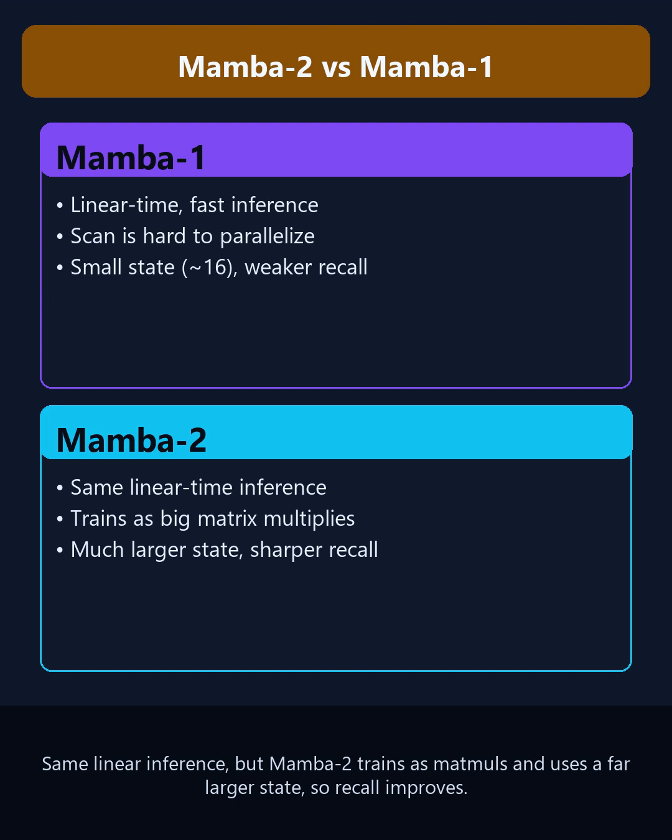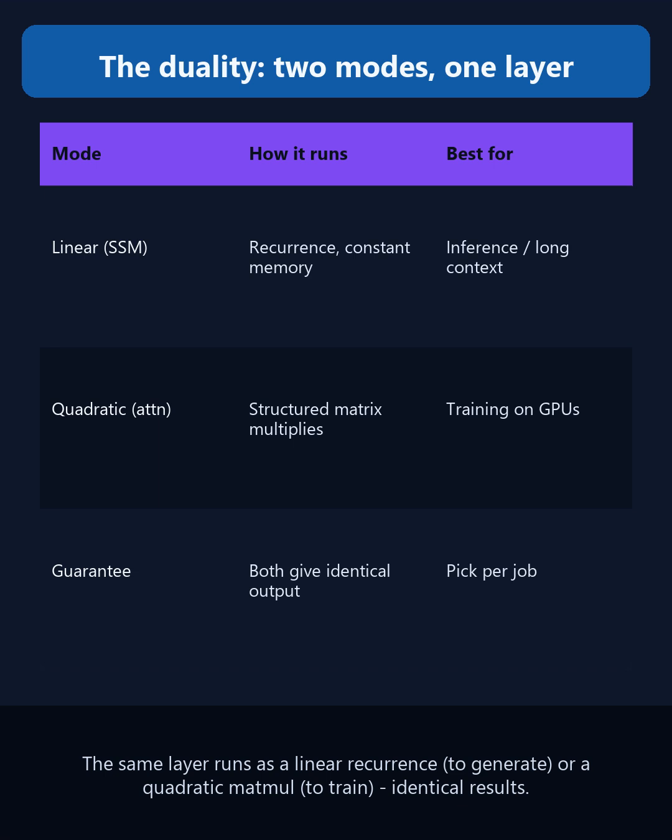How does Mamba-2 compare to Mamba-1? Same linear-time inference and constant memory, but the training story flips. Mamba-1's scan was hard to parallelize. Mamba-2's duality lets training run as big matrix multiplies that saturate the GPU. That also lets Mamba-2 use a far larger internal state, which sharply improves recall on hard associative tasks where Mamba-1 struggled.